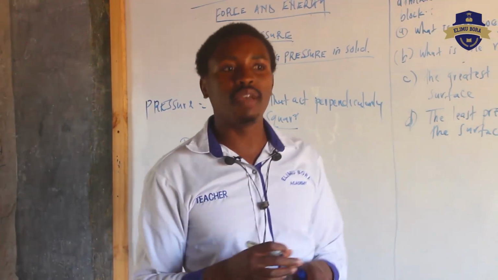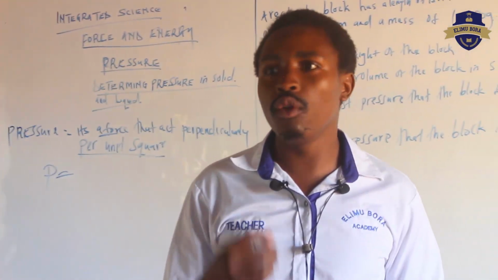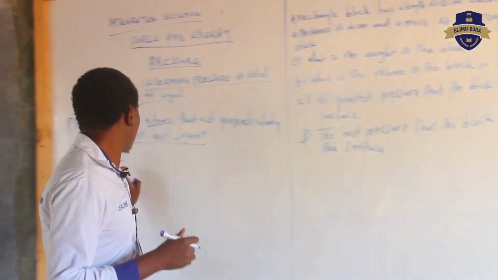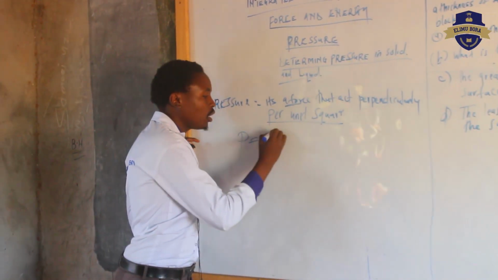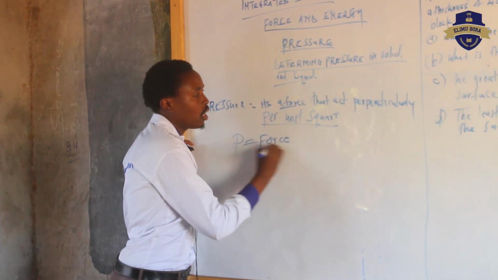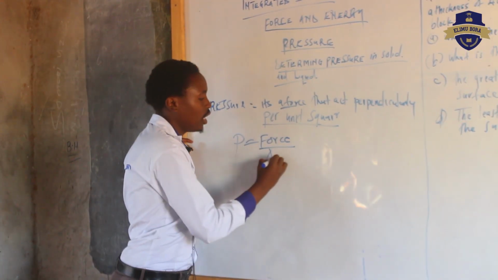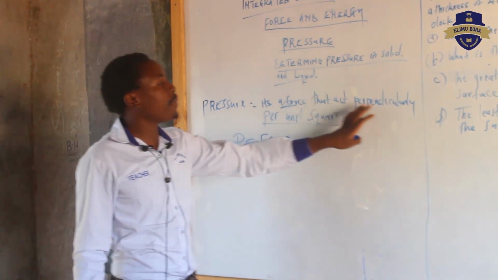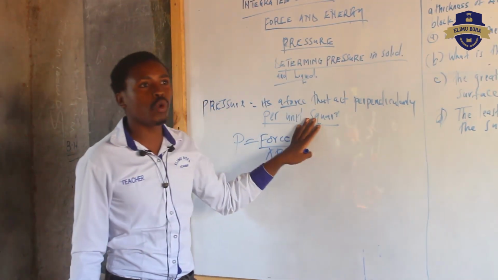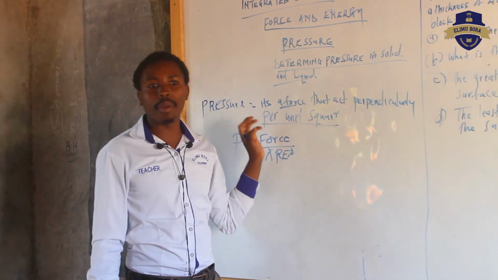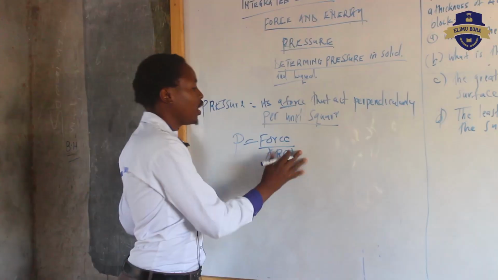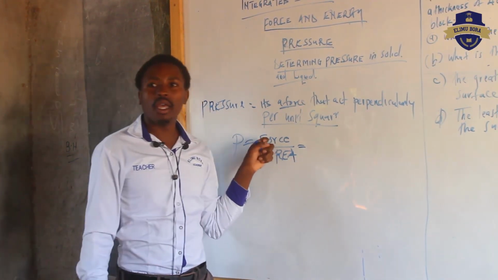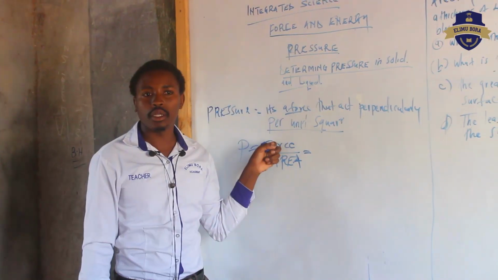Examiner can ask you to derive the pressure. And how do you determine it? Under determination of the pressure, there's a force that you are talking about, and there's an area. That's what they're talking about. It's a force that acts perpendicularly per unit square. So when you're deriving it first, SI unit for force is what?